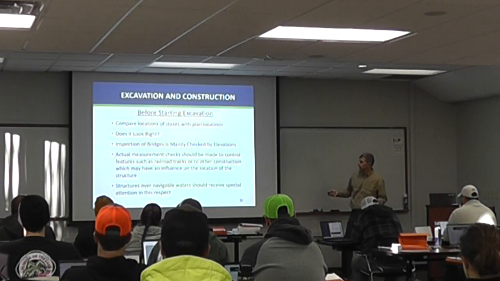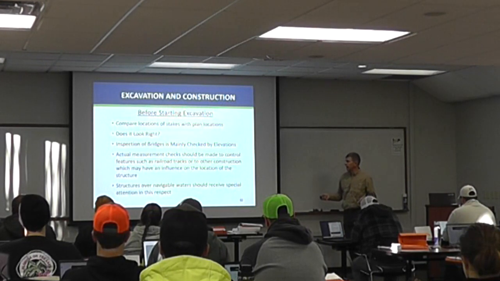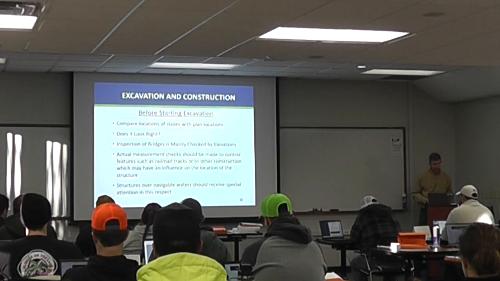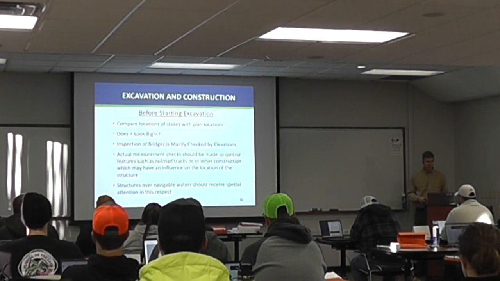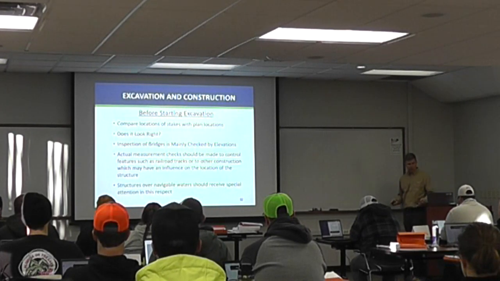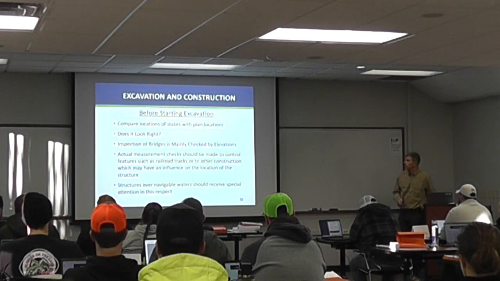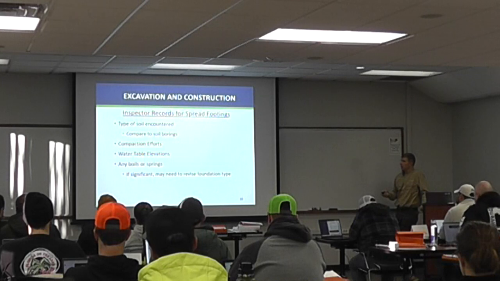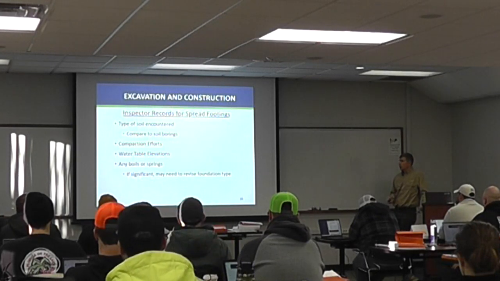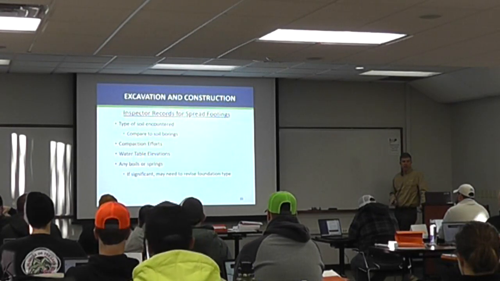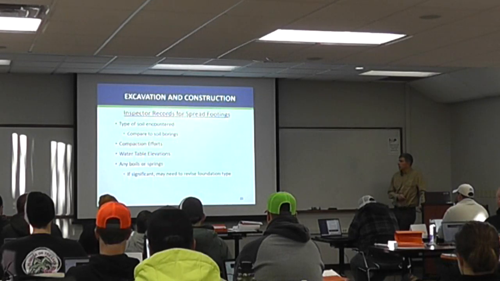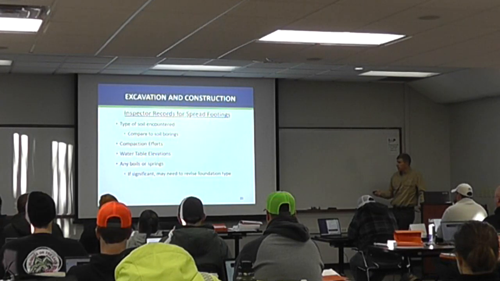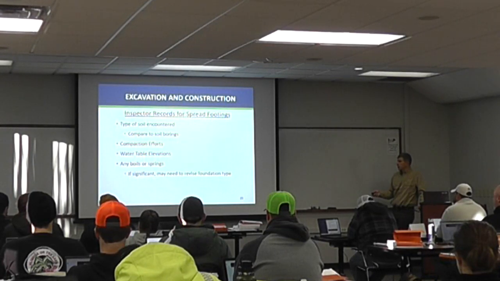like that. We always want to check, is our elevation right, our offsets to the railroad tracks, everything right there. And then it says even structures over navigable waters should receive special attention. So everything really should. So you as inspectors are looking for the type of soils, comparing them to what the plans show. And then what's their compaction effort? Are they getting 100% where we require 100%? Any boils or springs? And then if there's anything significant, we could revise the foundation type.